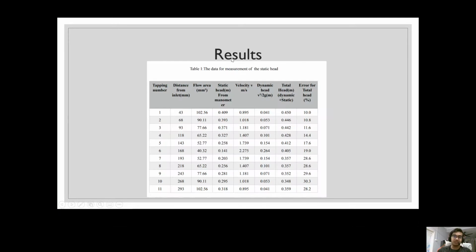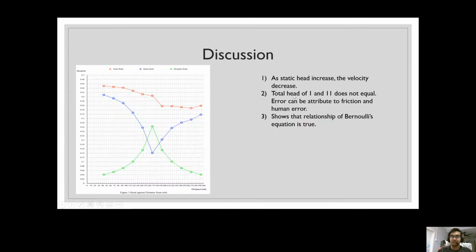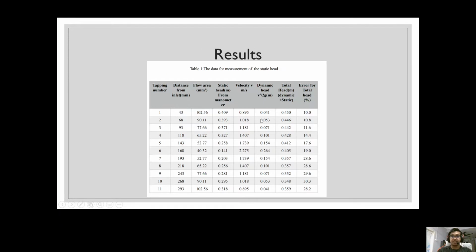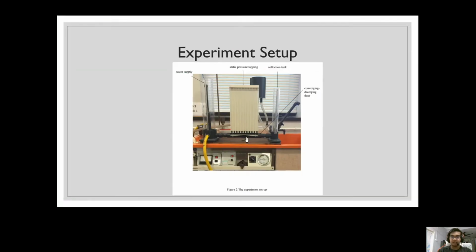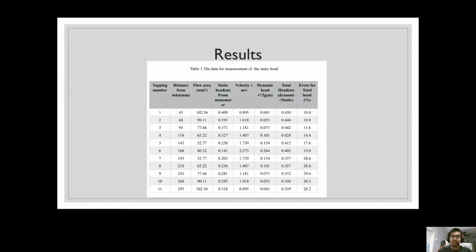So this is the result we get after doing the procedure. This is the distance from the inlet, as you can see, and this is the velocity and everything else you can see here. The highest velocity here is 2.275, which coincidentally has the smallest flow area, which you can see is here. So this is what the data is telling us.